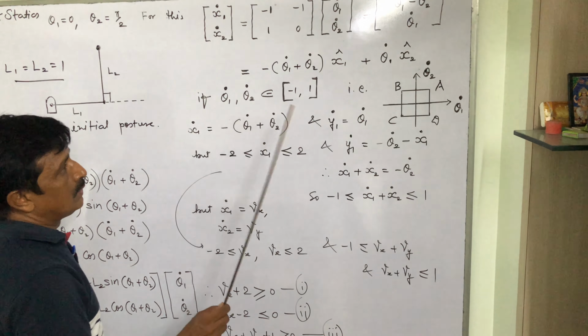This equation in the xy plane represents an ellipse. So I have drawn it after solving this equation. This is the vx axis, this is the vy axis. That is, this is the x1 dot axis and this is the x2 dot axis. So this is the end effector velocity space.